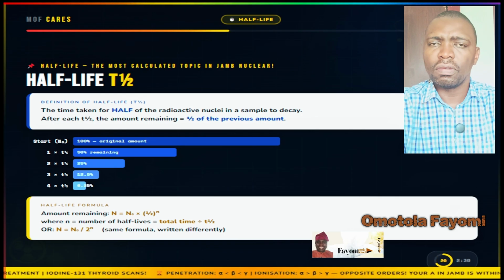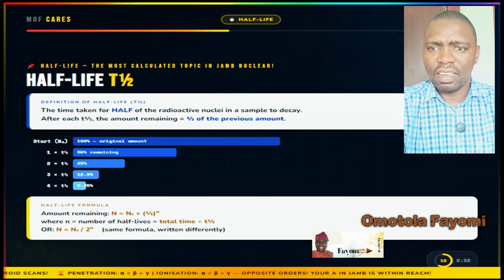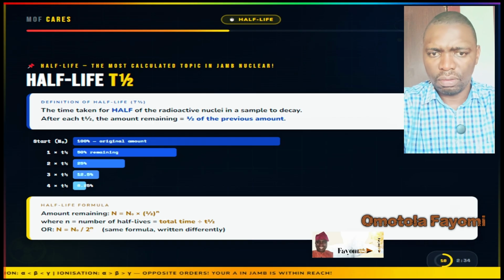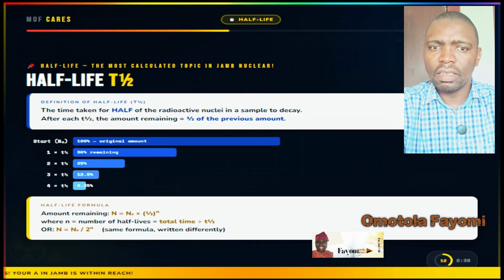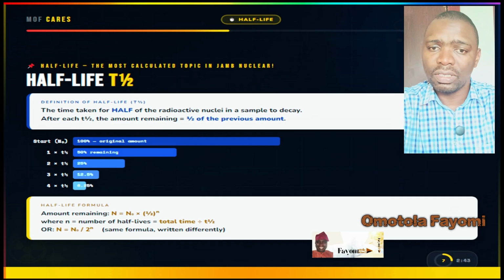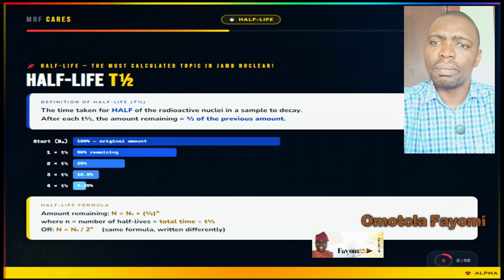Now, the half-life of a radioactive substance is one of the most beautifully logical concepts in all of science, and it is one of the most frequently tested concepts in JAMB nuclear chemistry. What is the definition of half-life? Half-life, which is T half, is the time taken for exactly half of the radioactive nuclei in a sample to decay. Notice, not all of them, half of them.